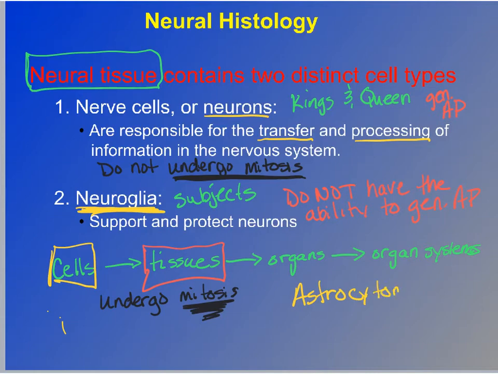There's a type called astrocytoma. You'll learn here in a few minutes that an astrocyte is the name of a glial cell. So an astrocytoma is a type of brain tumor.